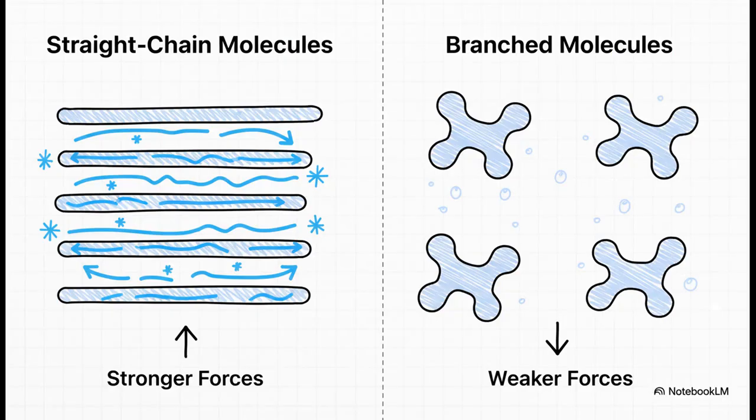And finally, believe it or not, shape matters too. Specifically, branching. Think of it like this. Long, straight molecules are like perfectly cut logs. You can stack them very tightly together, with lots of surface area touching. This makes their connections stronger. But branched molecules are like tangled tree branches. They're bulky and awkward. They can't get close to each other, so their connections are weaker. Weaker connections mean less stickiness, and that means a lower boiling point.